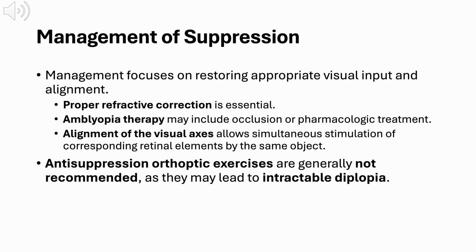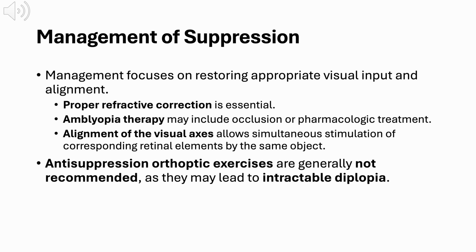If amblyopia is present, treatment targets that directly, usually with occlusion or pharmacological penalization, to strengthen input from the weaker eye. Separately, aligning the visual axes, whether with glasses, prisms, or surgery, allows the same object to stimulate corresponding retinal points in both eyes, which is the foundation for any binocular recovery.